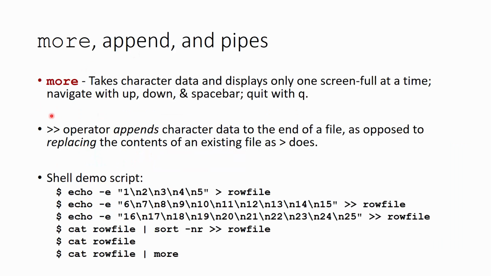The more command is a program called a pager, which takes character data and displays it one page at a time, one screenful at a time. And while you're spacing through all these different pages of really long output, you can navigate up and down with up and down, but traditionally you just hit spacebar, spacebar, spacebar to advance down through the pages. And if you don't want to have to spacebar all the way down through to the end, you can use Q to exit out of the paging that you're looking at.